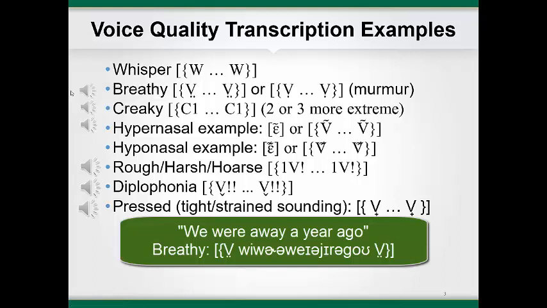Breathy voice is transcribed by enclosing an uppercase letter V inside the curly braces on each side, and then transcribing two dots below the V on each side.